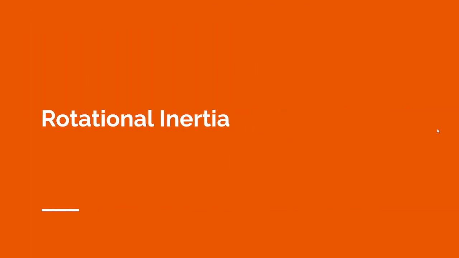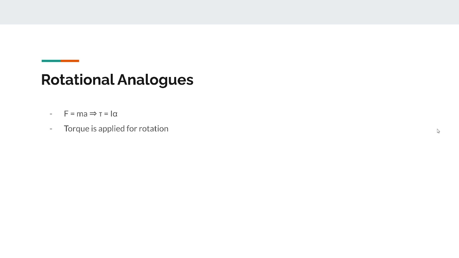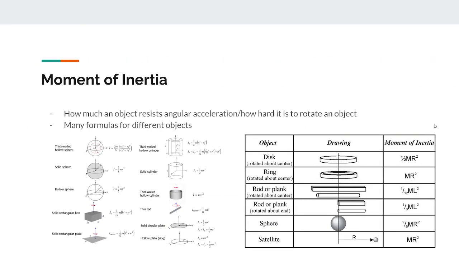All right, let's first talk about rotational inertia. Last time we talked a little bit about this, and the big thing is that the rotational analog for our very classic second law, F equals ma, is that torque is equal to moment of inertia times angular acceleration. And remember that torque is applied for rotation. Moment of inertia, its exact definition, is how much an object resists angular acceleration, which basically means how hard it is to make an object spin. And the larger the number, the harder it is for an object to spin.